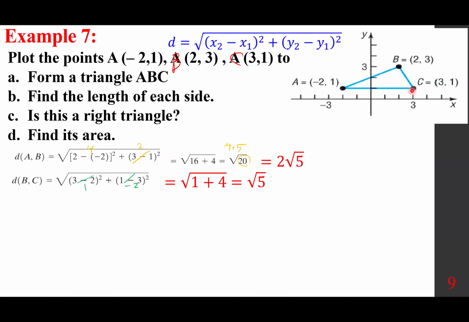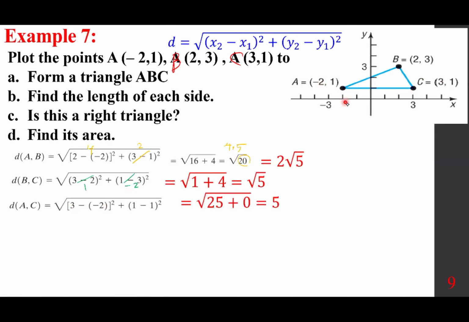You can go through the process, or you may see that because the y coordinates are identical, 3 minus -2 gives the distance of 5. If you go through this process, 3 minus -2 quantity squared plus 1 minus 1 quantity squared, it gives you the same answer, 5. Or simply put, since they have the same y coordinates, this distance would be 3 minus -2, which is 5. So we found the first part.